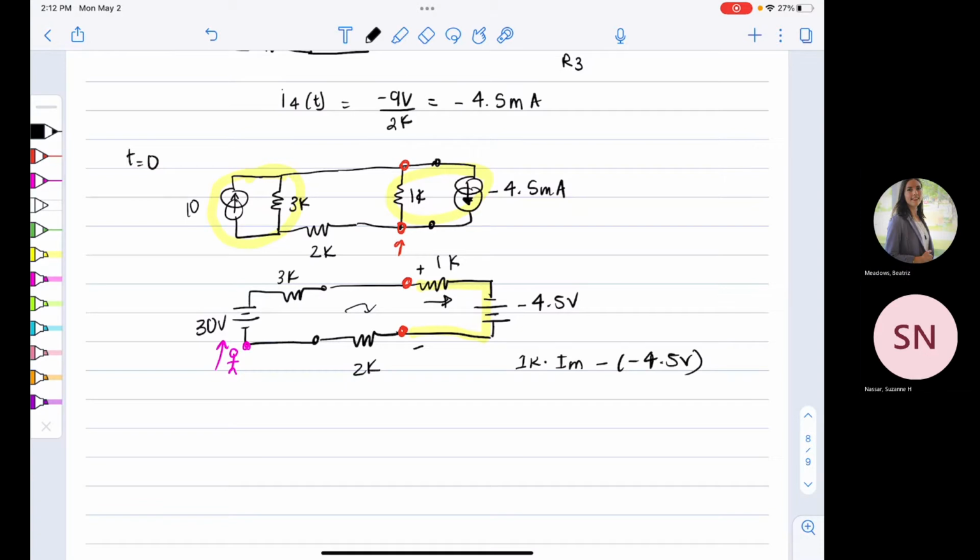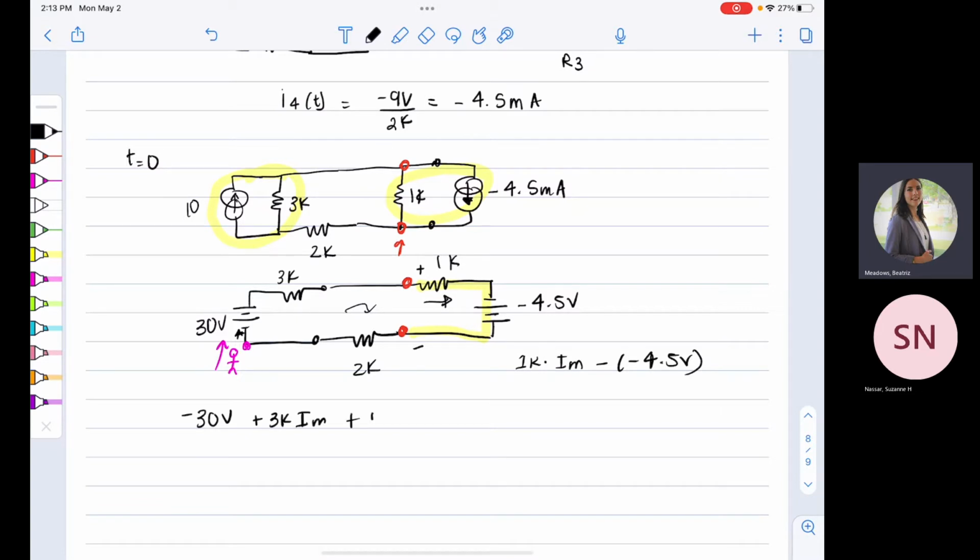Positive or negative? I'm going to touch the negative first, right? Make sense? So negative 30 volts and then plus 3K I1, IM or whatever, plus 1K IM, minus, I'm just going to call it a plus, okay? But you know what I did. 4.5 volts. And then plus 2K. Right?